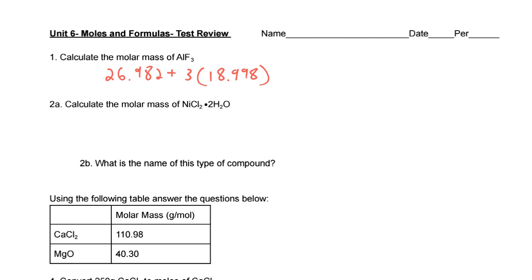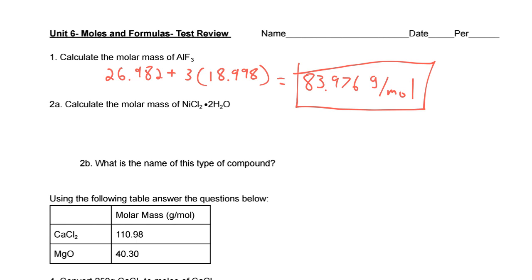All right, you can plug this into your calculator in one line. It will do the order of operations for you. And we get 26.982 plus 3 times 18.998, which is 83.976. And now pretty much every number we ever give needs a unit. The unit for a molecular mass or molar mass is grams per mole. That's how much 1 mole would weigh.